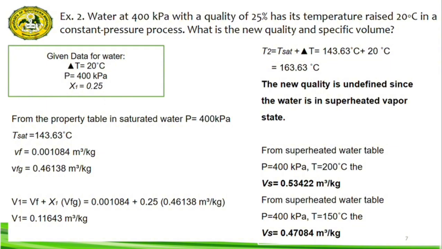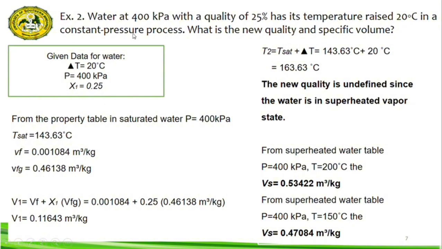In this video we are going to solve problems regarding pure substances. So we have here example number 2. Water at 400 kilopascal with a quality of 25% has its temperature raised 20 degrees Celsius in a constant pressure process. What is the new quality and specific volume? So in here we are going to determine the new quality and the specific volume.